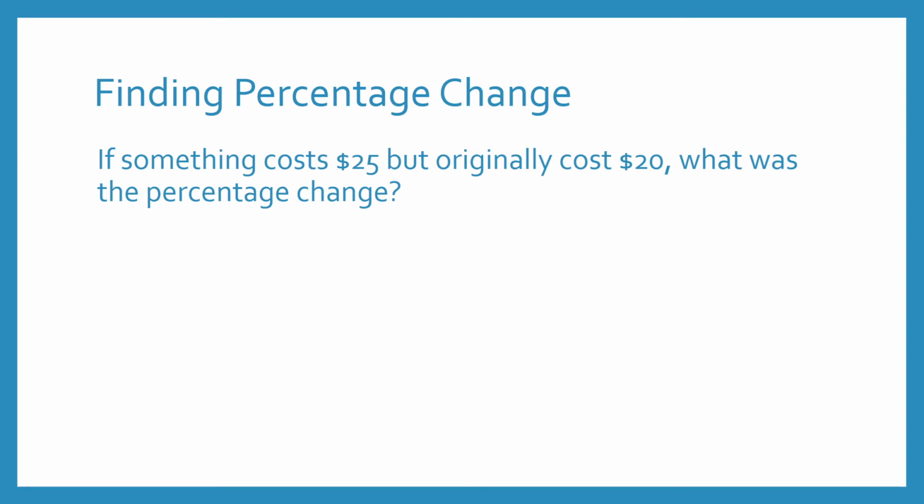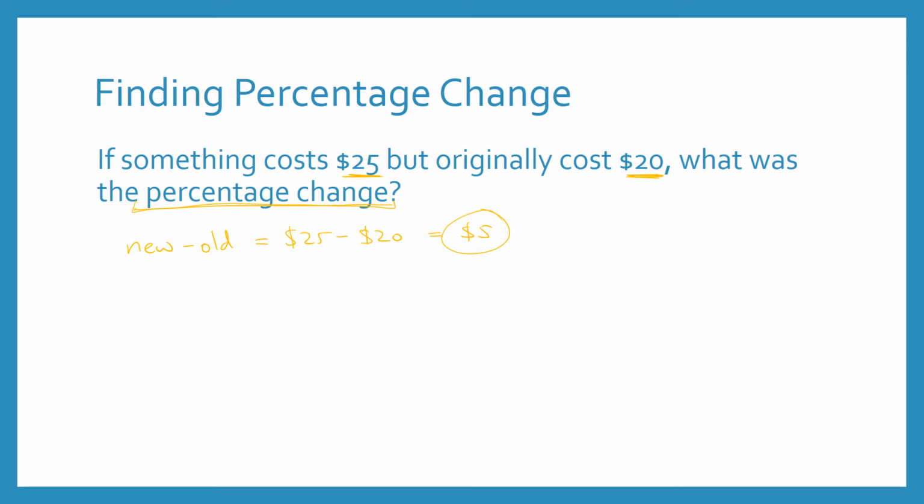So up till now, you've been given an original number and a percentage to change it by and had to work out what a new number is. This time we've been given the old number and we've been given the new number, and we have to work out what percentage we've changed by. So to do this, we begin by finding what amount we've changed by. So we take away the old number from the new number. So we have 25 minus 20, and we're going to get $5. So we've increased by $5 in this situation.